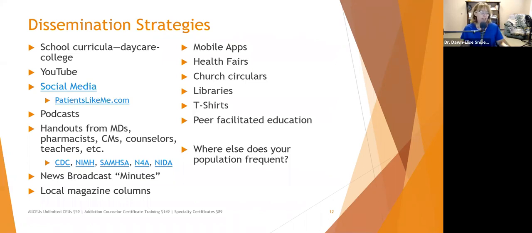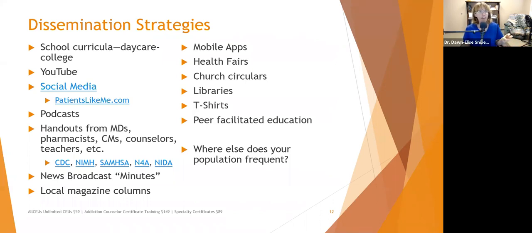Mobile apps can get a little pricey to create, but they're another way to disseminate information, and there are a ton of mental health and health-related apps that already exist. Evaluate what's out there. You don't have to reinvent the wheel. There are some really awesome ones. Go to health fairs. Work with larger organizations, larger companies in your area to host health fairs. Hold health fairs, if you can get permission, at the local schools.